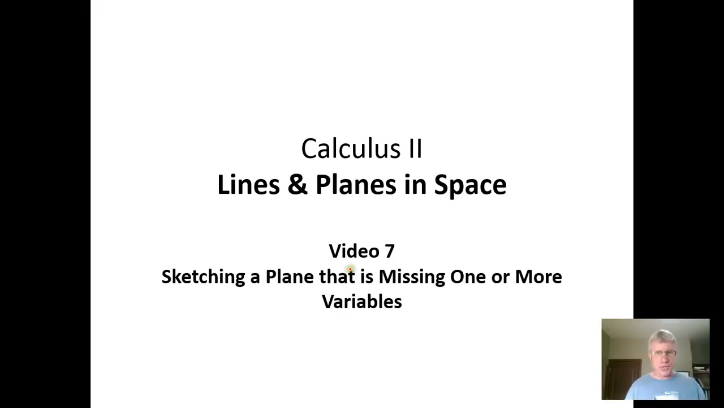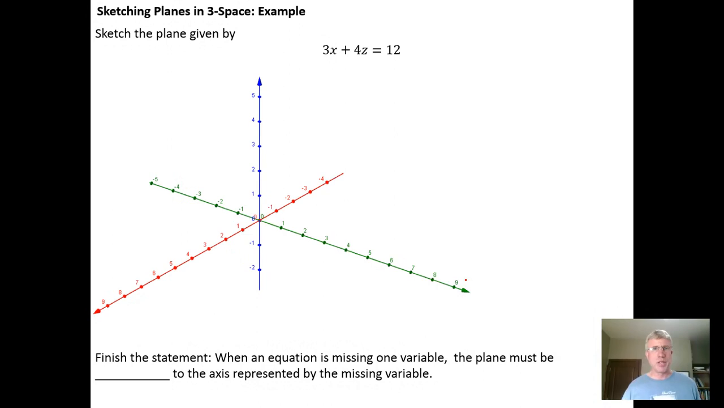So in this video we're going to sketch a plane when it's missing one or more of the variables. Here it says sketch the plane given by 3x plus 4z equals 12, and what we want to notice is that the y variable isn't showing up, so there's a sense in which this is really 0y plus 3x plus 4z, and more importantly what this means is this plane doesn't depend on your choice of y.